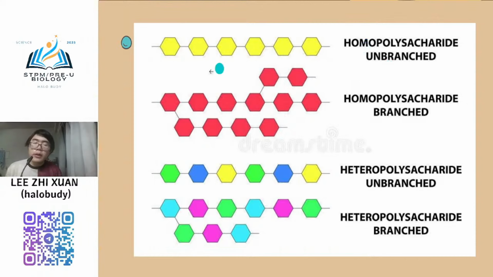So what is homopolysaccharide? It means they are only made up of one type of monomer, one type of monosaccharide. All of them are made up of glucose. Okay.